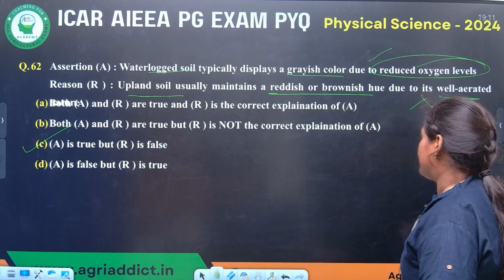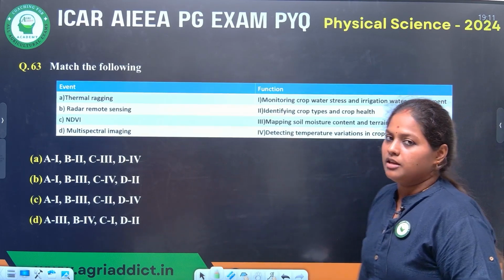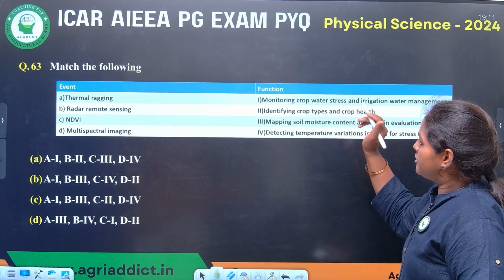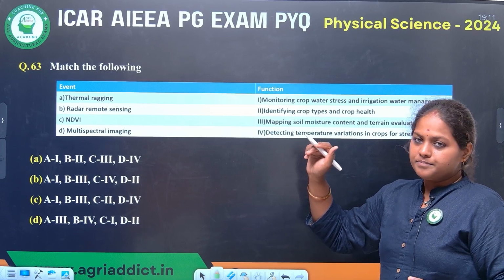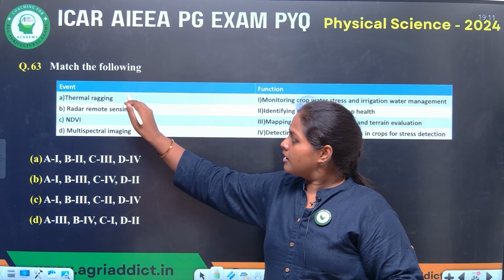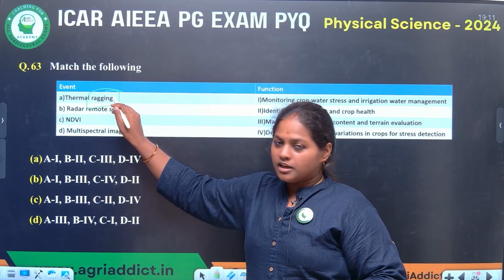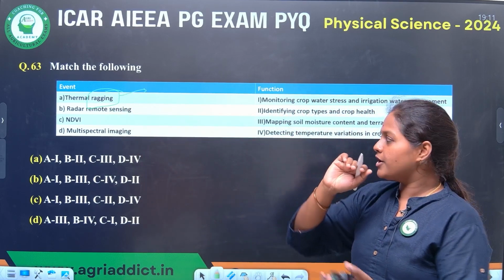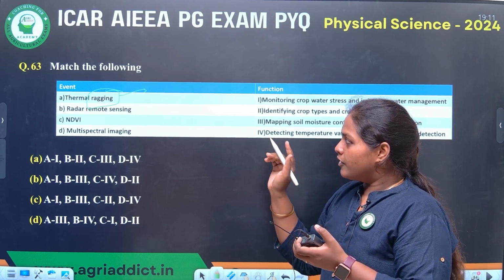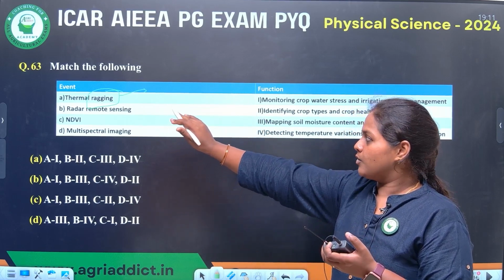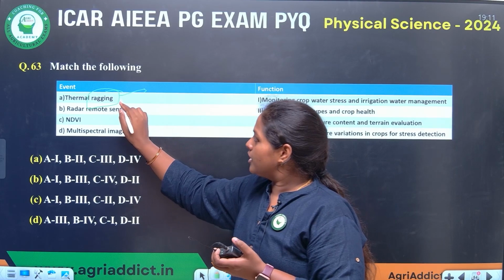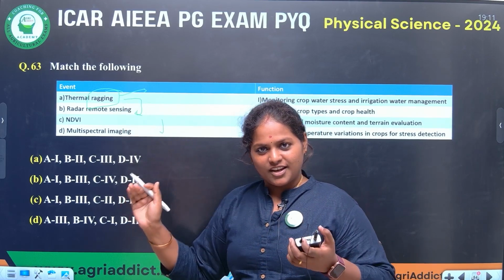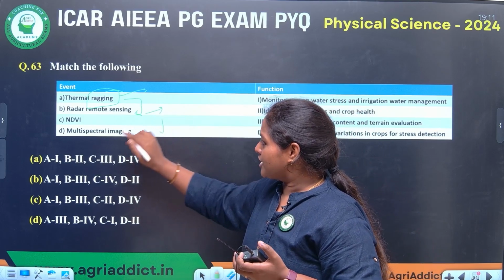Option C. Question number 63. Match the following. They are giving event and respective function. We need to match it. Thermal ragging. I think this term is new for you people, because in remote sensing when we are preparing for JRF level, we might not come across that particular term, but don't panic, just leave that, we will go to other term. Radar remote sensing, this is also looking weak, just leave it, come to the third one.